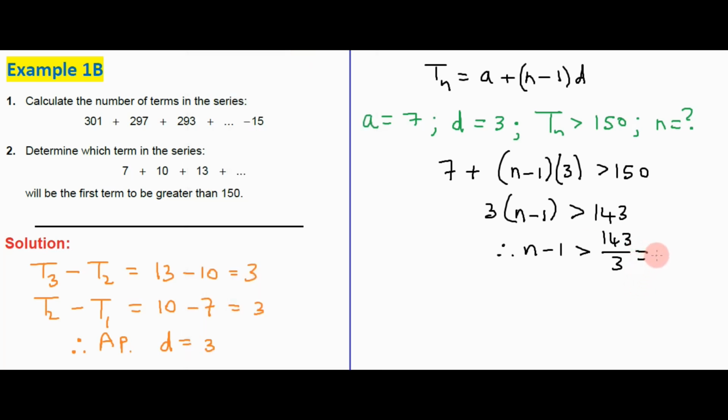So this is 47,67. And we solve for n by taking negative 1 to the right-hand side. So n will be greater than 48,67. Now we know that n is the number of terms and it must be a natural number. So the first natural number greater than 48,67 is 49. So n is equal to 49. So this means that the 49th term in this series will be the first term to be greater than 150.